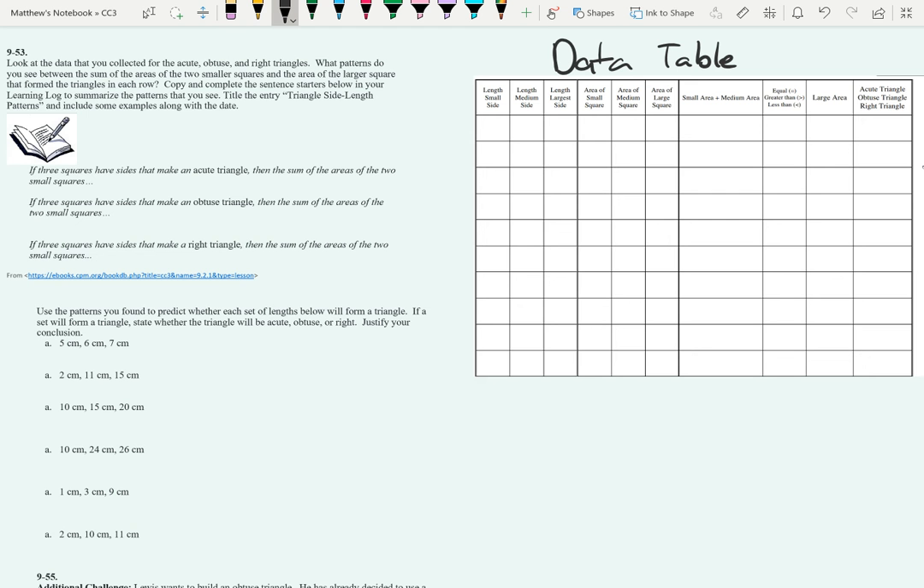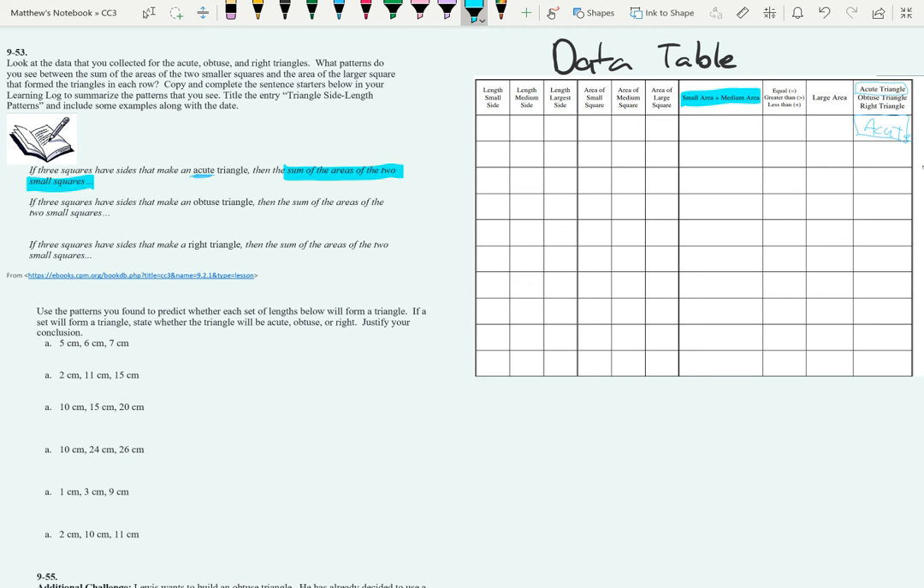We're going to title this entry Triangle Side Length Patterns and include some examples along with the date. All right, so here the first one says, if three squares have sides that make an acute triangle, so we're looking over here at our data table that had acute as a result, then the sum of the areas of the two small squares, what? So we're going to be looking here at the sum of the areas of the two small squares, meaning the smallest area plus the medium area added together. So that's going to be this column here.